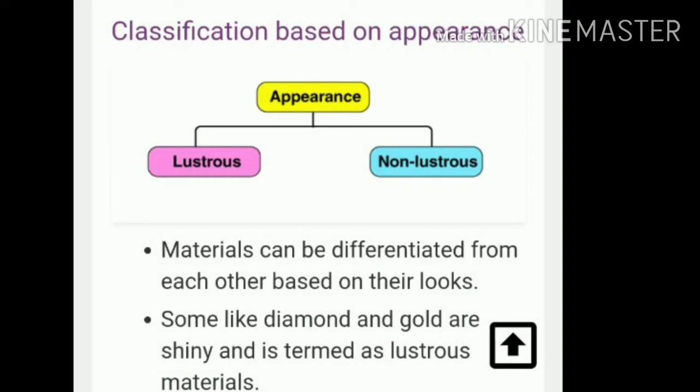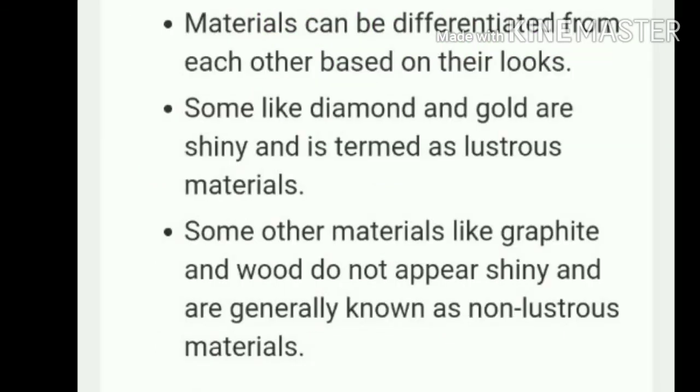Lustrous means what? They are shiny, like gold and silver. Non-lustrous means wood, leather, they are non-shiny. So just see, materials can be differentiated from each other based on their look. Some, like diamond and gold, are shiny and are termed lustrous material. Some other materials like graphite and wood do not appear shiny and are generally known as non-lustrous material.